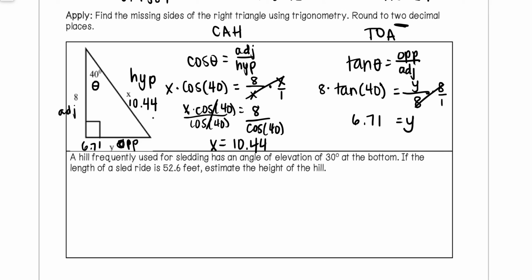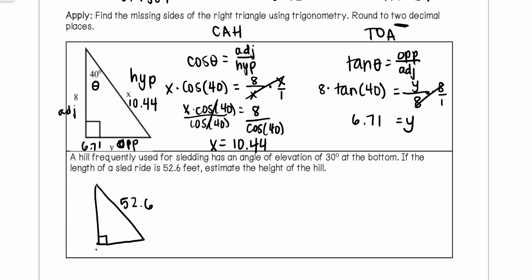Finally, we have a problem that says a hill frequently used for sledding has an angle of elevation at 30 degrees at the bottom. If the length of a sled ride is 52 6/10 of a foot, estimate the height of the hill. So we're going to draw a picture, and I'm just going to make it look like our previous triangle. And this will be the hill that someone is sledding down, and they said that it would be a sled ride of 52.6 feet.